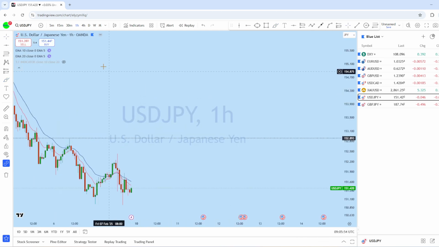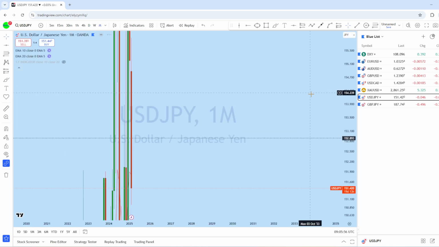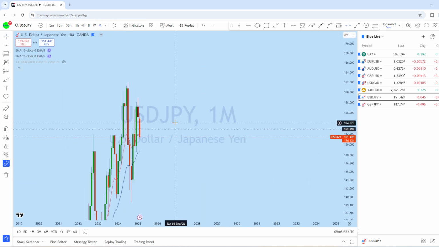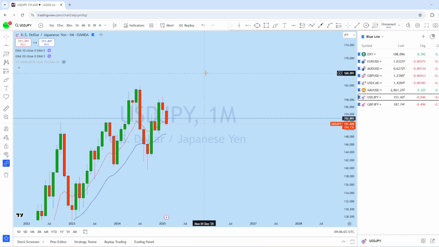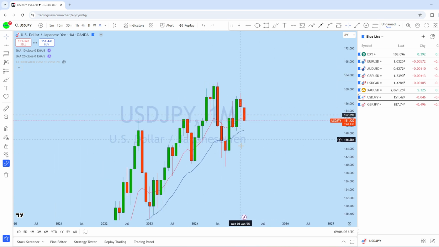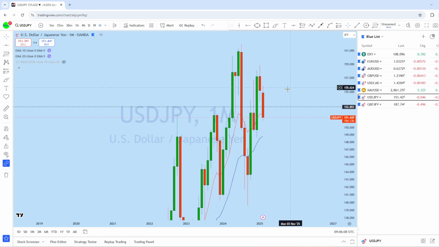Now let's look at dollar yen. Let's see what kind of trading opportunity we have. Looking at the monthly chart on dollar yen, we can see that from the monthly perspective, this is the monthly price action here. As expected, on dollar yen from this monthly level, there is a strong rejection from the top.